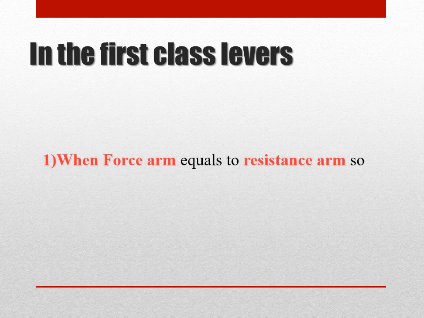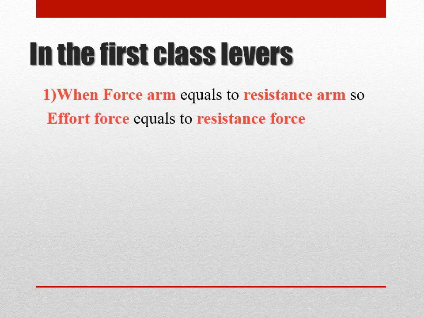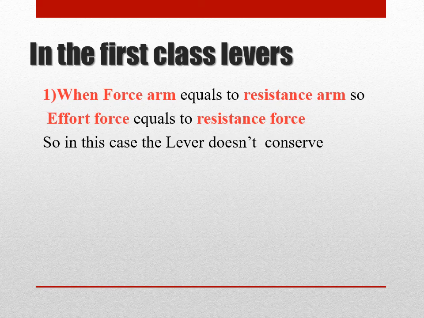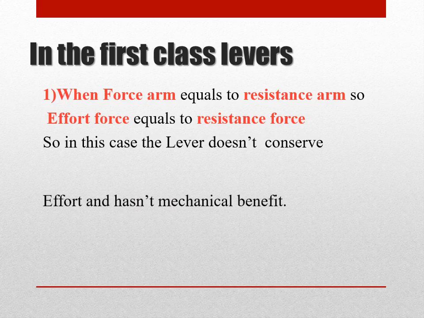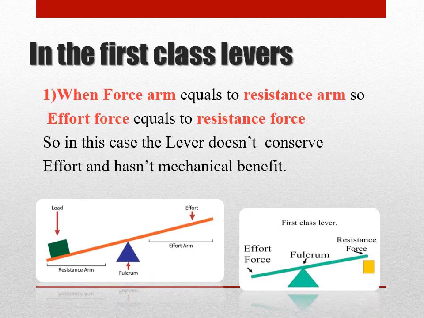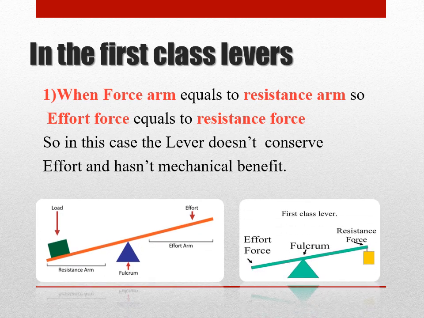In first class levers, when the effort arm equals the resistance arm, this means that the effort force equals the resistance force. My effort is similar to the resistance, so this lever doesn't conserve effort or have any mechanical benefit. As you can observe, here the effort arm equals the resistance arm, so the resistance is equal to the force.